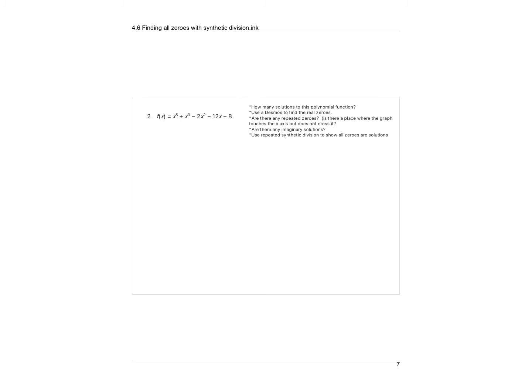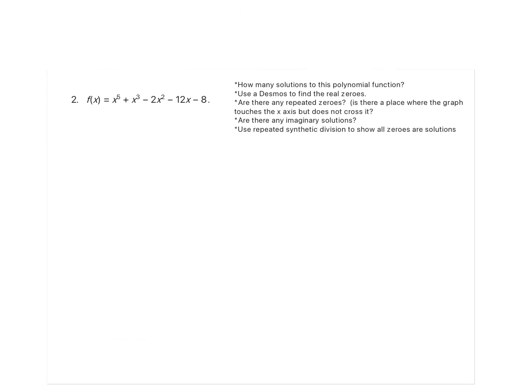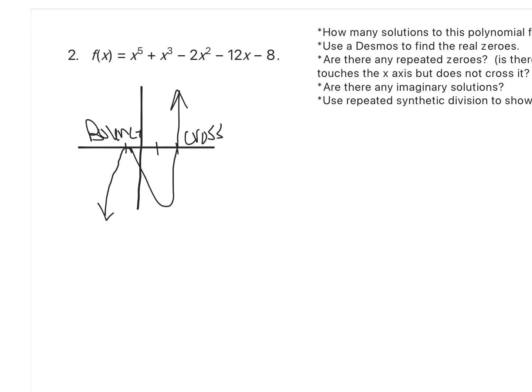Okay, so let's try that one more time. If you go ahead and put x to the 5th plus x to the 3rd minus 2x squared minus 12x minus 8 into Desmos, it will look kind of like this. So there's the basic graph that you get when you put that into Desmos. And keeping in mind, we are looking for 5 solutions, because our highest exponent was 5.